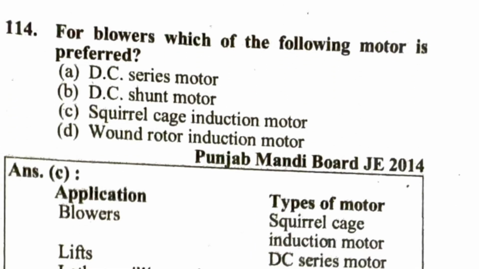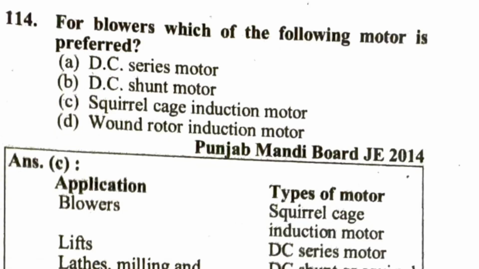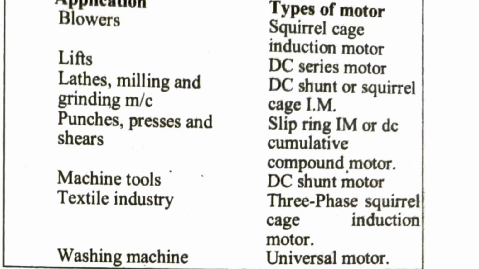For a blower, which of the following motors is preferred? Blower, a squirrel cage induction motor. Lift, DC series motor. Lathe, milling and grinding machine, DC shunt or a squirrel cage induction motor.